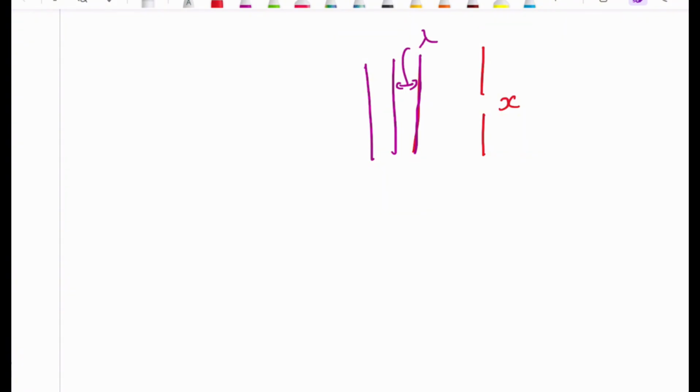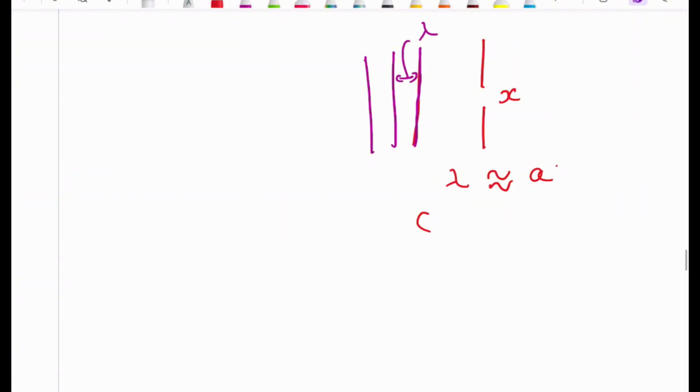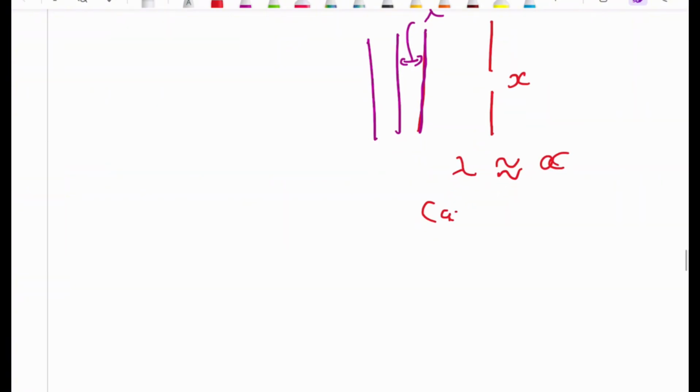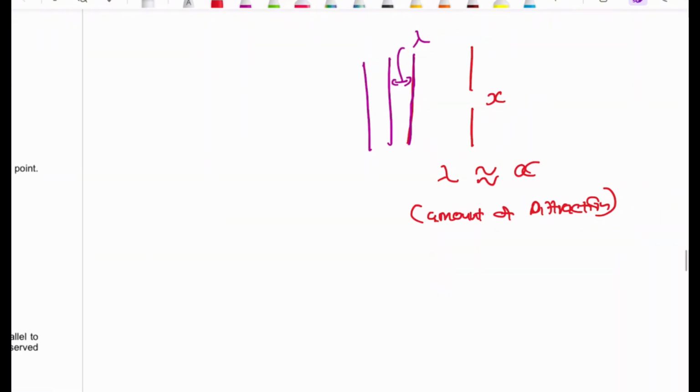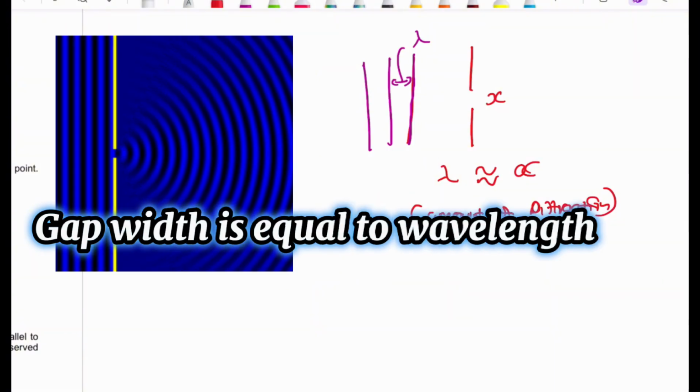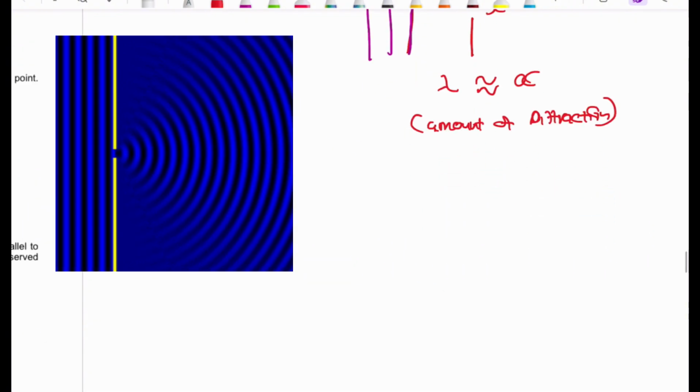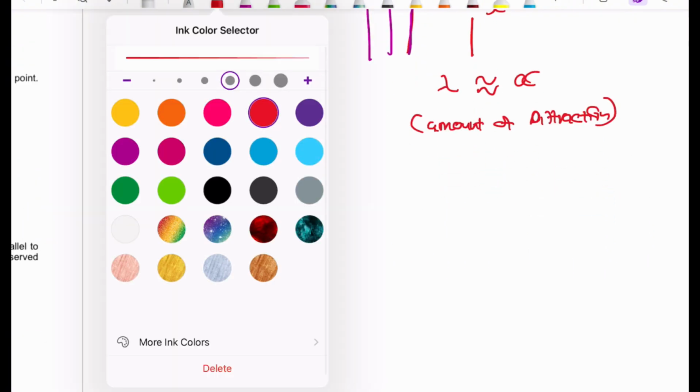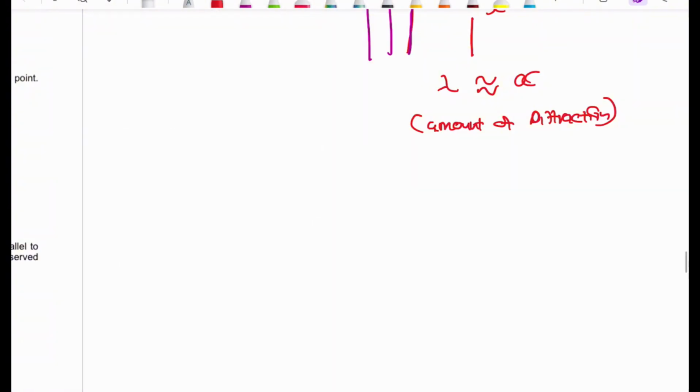If the lambda is approximately equal to the X, the gap, that is when you have the highest amount of diffraction. When the slit, the value of X, the gap width, is approximately equal to the lambda, you have the greatest amount of diffraction. When that is not true, you have the least amount of diffraction. When does this happen? Whenever the gap is bigger.